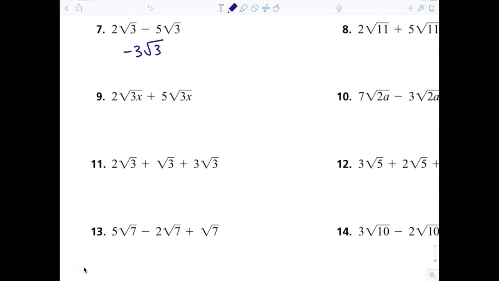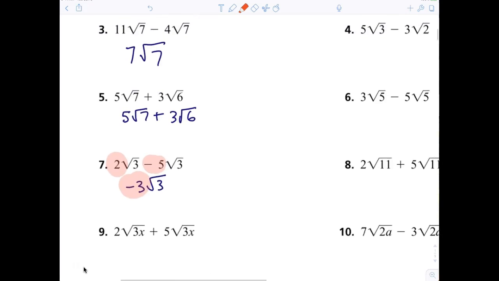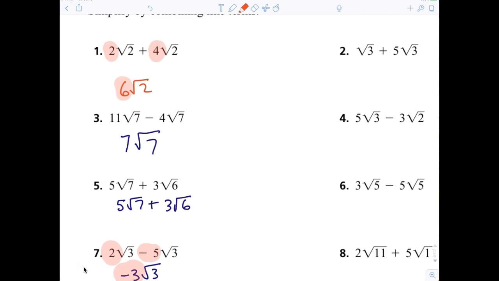All right. Just make sure so on here you basically, come on now. 2 minus 5. What's that? Negative 3. There you go. Keep the radical, just like we did on 1 and 3. When you're adding and subtracting, the radical stays the same. Just like if I were to say 2x plus 4x, that was 6x. Makes sense. Okay? Here we go.